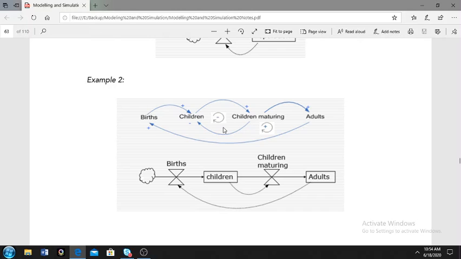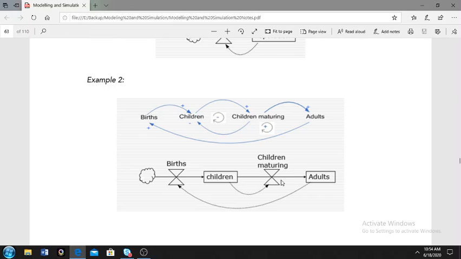You get that? Good. And then we have this feedback loop, and this feedback loop. You get that? So this is an example of a causal graph which has been translated into a stock and flow diagram.